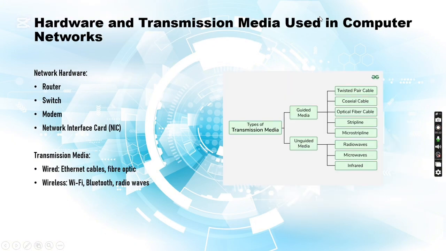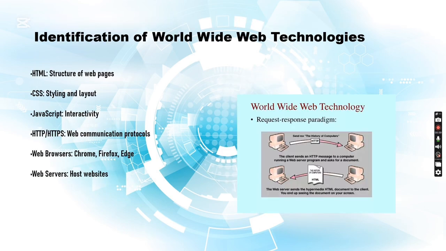Hardware and transmission media used in computer networks. Network hardware: router, switch, modem, network interface card (NIC). Transmission media: wired, Ethernet cables, fiber optic; wireless, Wi-Fi, Bluetooth and radio waves.